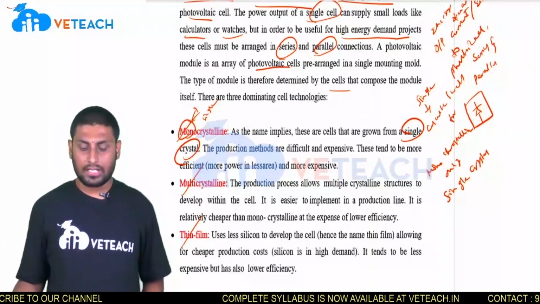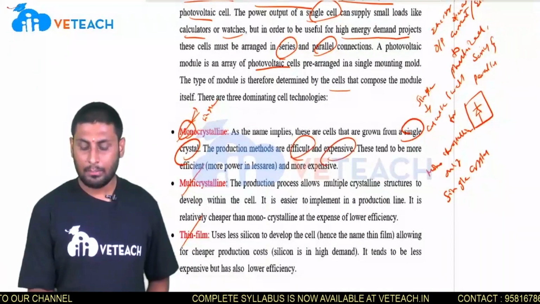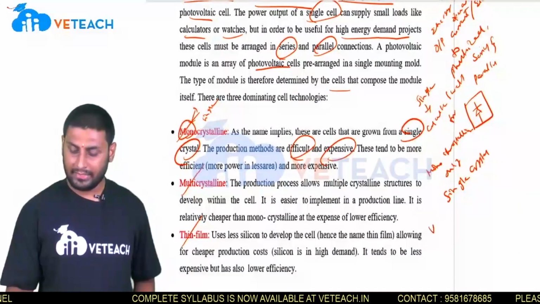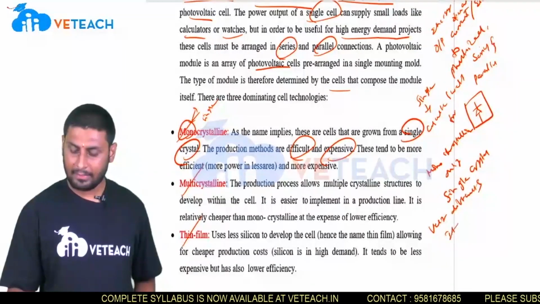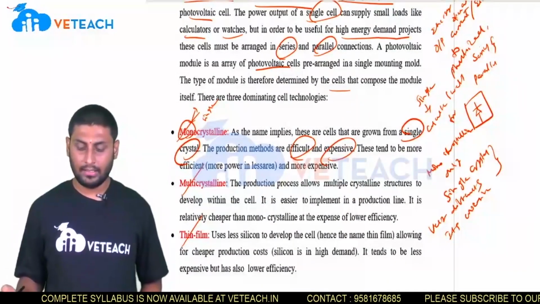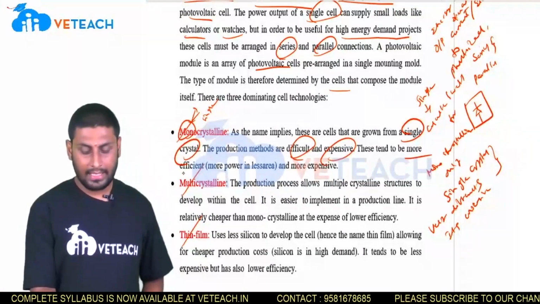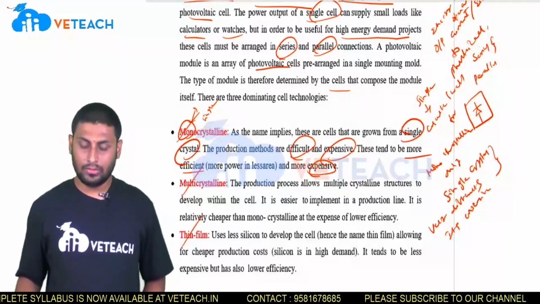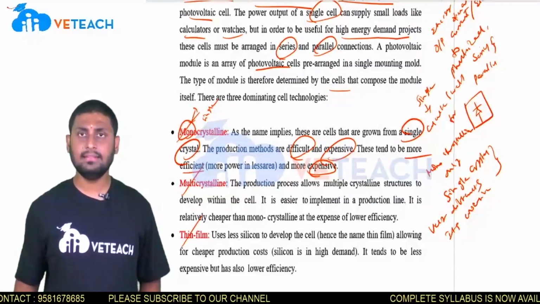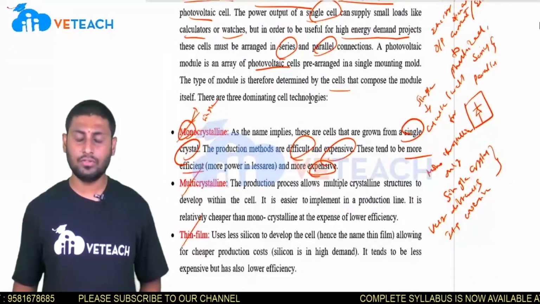So the production methods are difficult and expensive. Because of this single crystal, the production method is very difficult and also very expensive. This is one of the biggest disadvantages of monocrystalline. It tends to be more efficient but also more expensive, and the high cost is one of the biggest disadvantages for this PV cell.